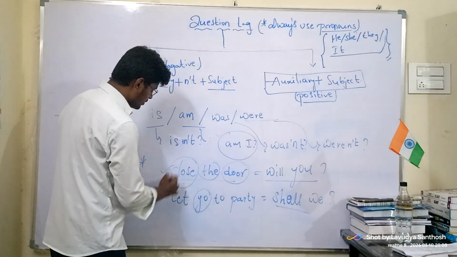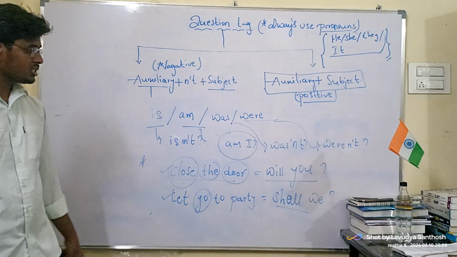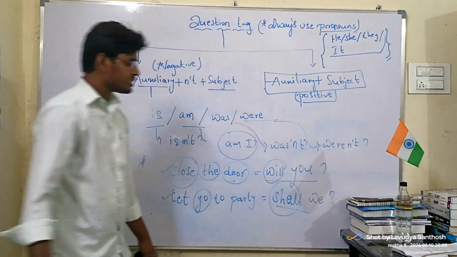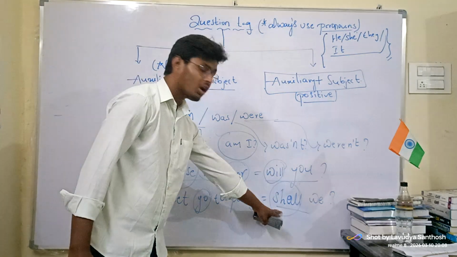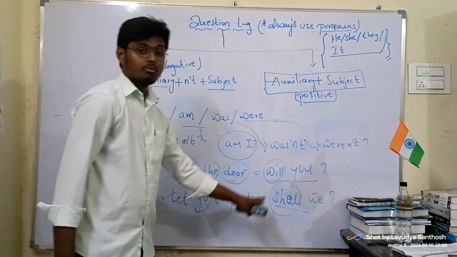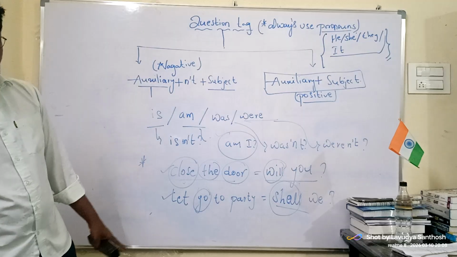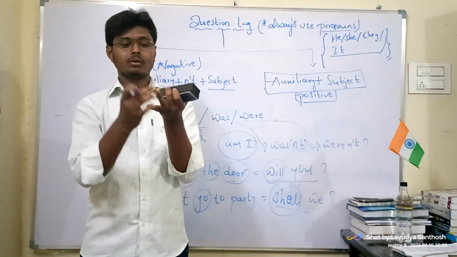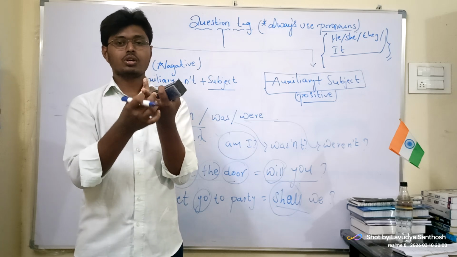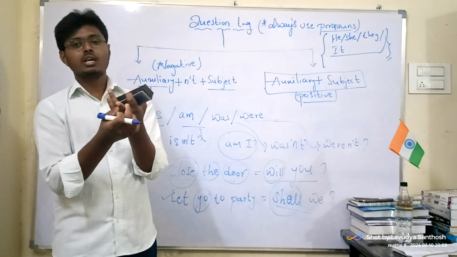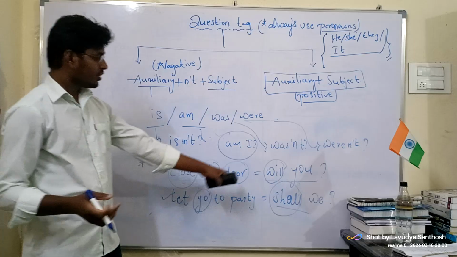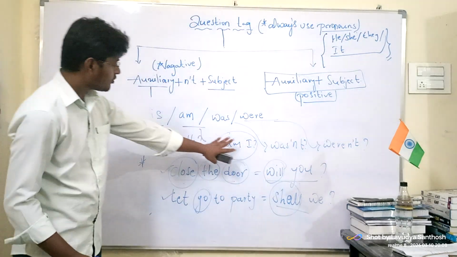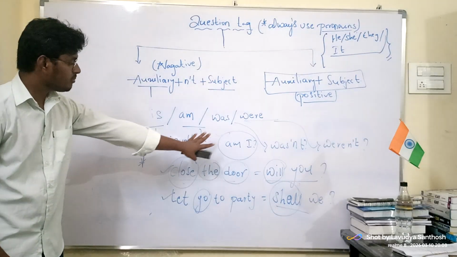This one and this one are futuristic actions, and we have to use will and shall. Will and shall are modal auxiliaries. Modals are nothing but can, could, might, may, shall, should, would. So these all are modal auxiliaries, and questions may come from this area.